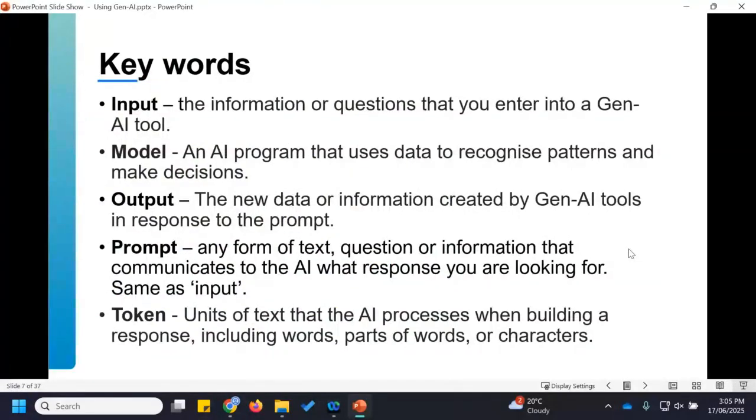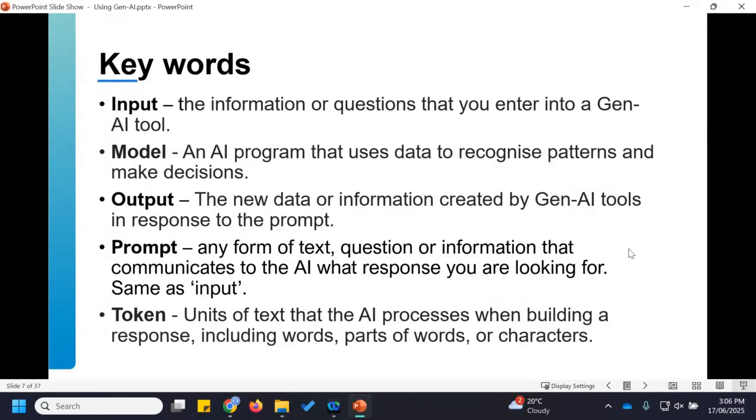So some keywords that may come up when you're looking at Gen AI are the input is the information that you enter into a Gen AI tool. It's the same as prompt, so we've got prompt on the list there as well. It's anything that you're putting in to the Gen AI in order to get some sort of output from it. The model is an AI program that uses data to recognize patterns and make decisions. So like OpenAI, it's a model. The output is the data or information created by the Gen AI tool. So the response that it gives you for your prompt or your input.